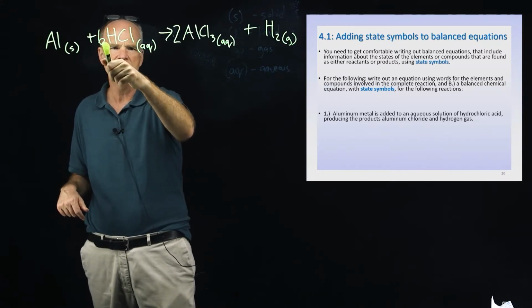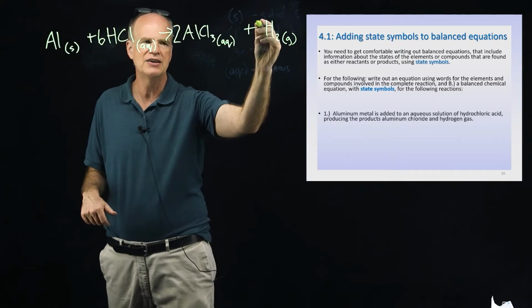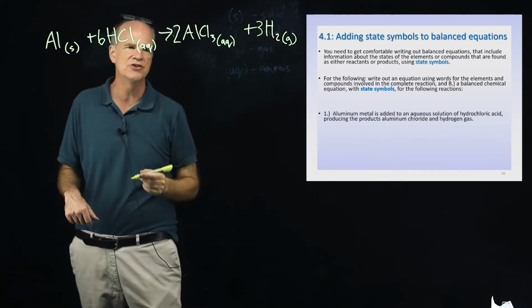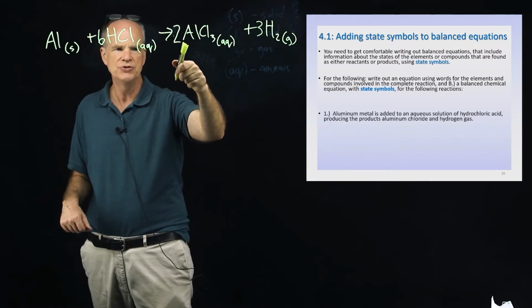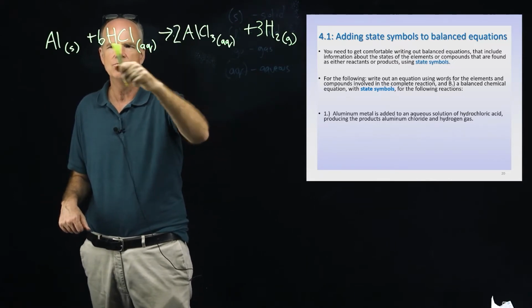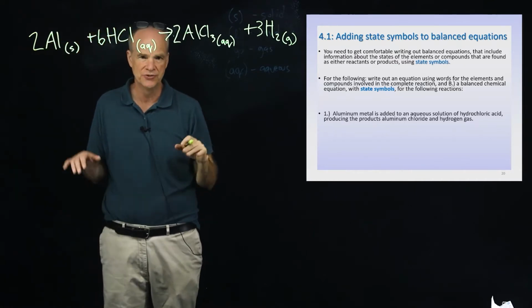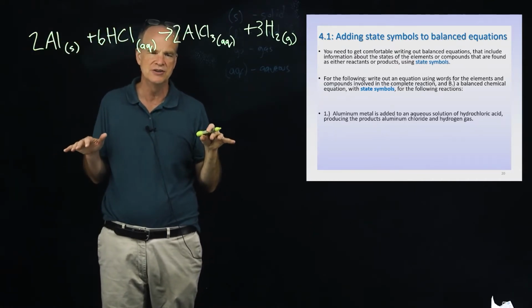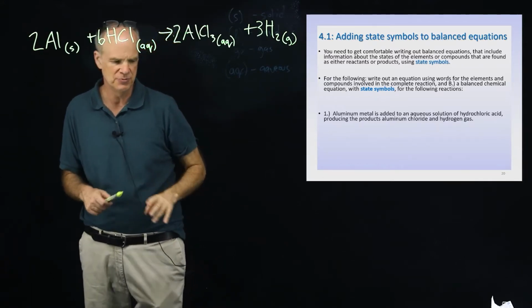6 hydrogens here on the reactant side, 2 hydrogens on the product side. So I'll put a 3 here. So the hydrogens are balanced. And so the last element I'll balance is aluminum, 2 aluminums on the product side, 1 on the reactant side, so that should be a balanced equation. So this is a balanced chemical equation for the information that we have, including state symbols. Okay, so let's move on to the next one.